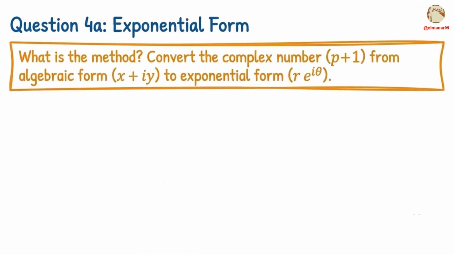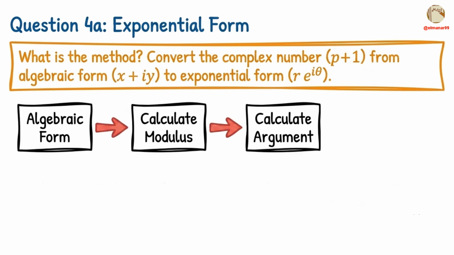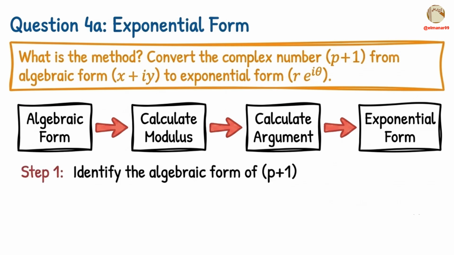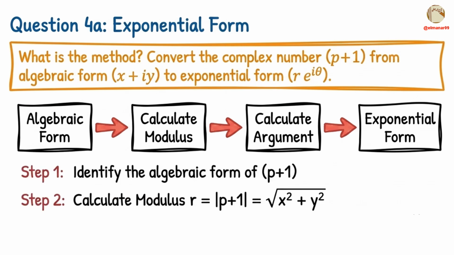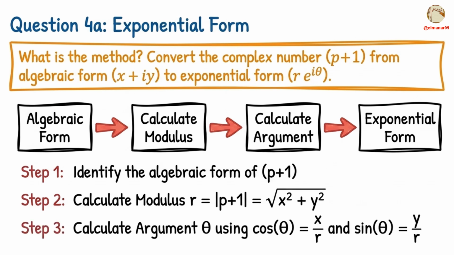Now, let's shift focus to question 4a and work with a specific point, P. We need to find the exponential form of P plus 1. Think of this as a 3-step journey. Find the algebraic form, x plus iy, calculate the modulus, r, to get the how far, and calculate the argument, theta, to get the which direction. Let's walk through it.